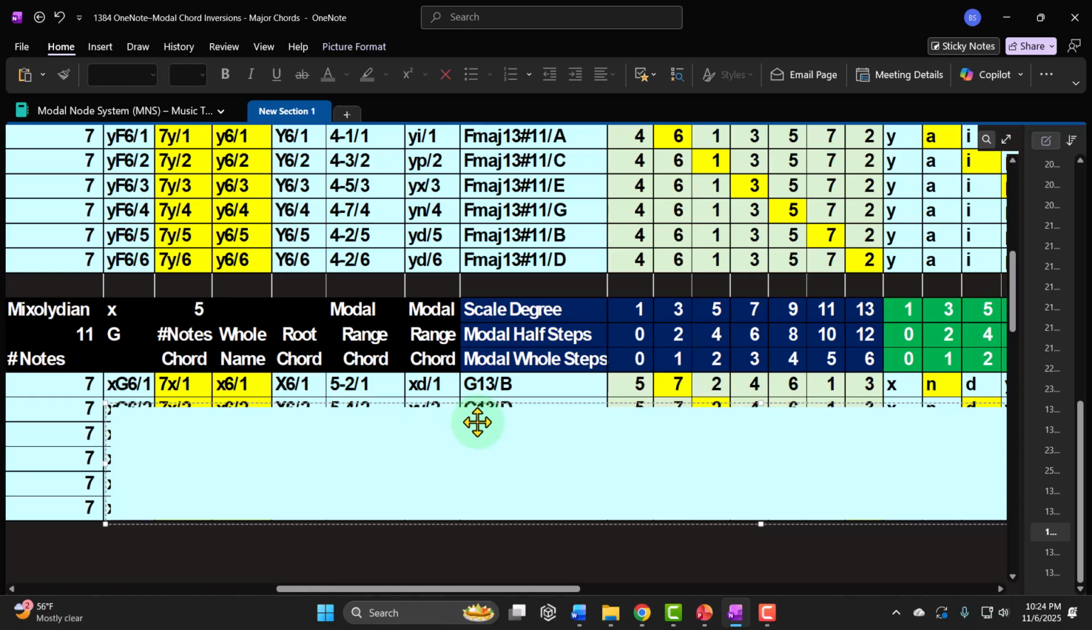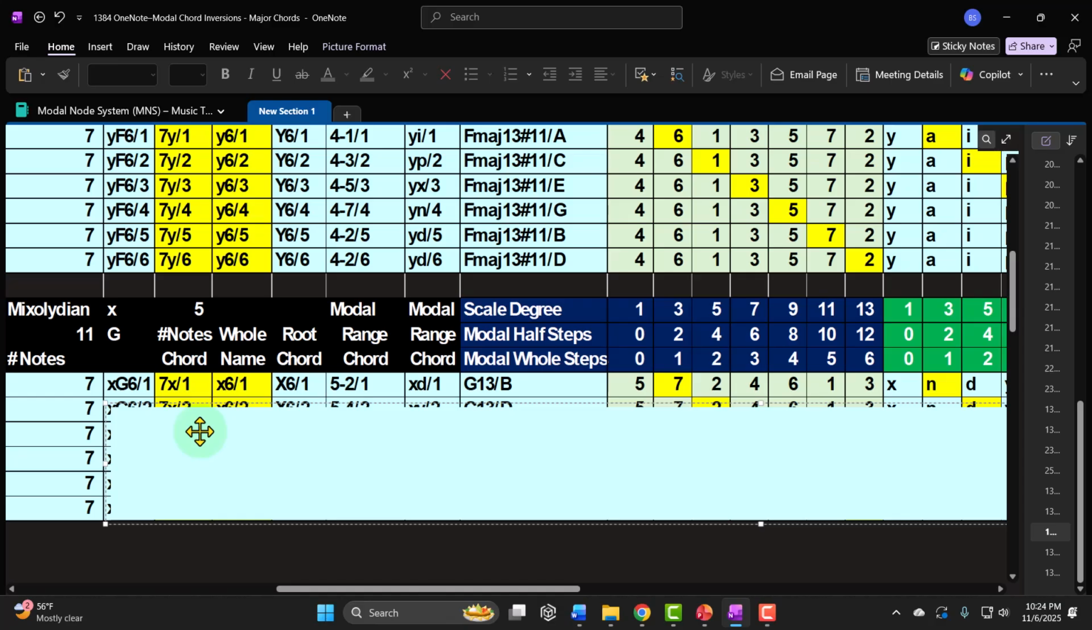So if I transpose this thing, I have to change both the G and the B to the new collection of notes, because they didn't use scale degrees in either one of those or modal points. Whereas if I used a 7x/1, X standing for Mixolydian, or an X6/1, then the whole thing would be transposable. I wouldn't even have to rewrite it.